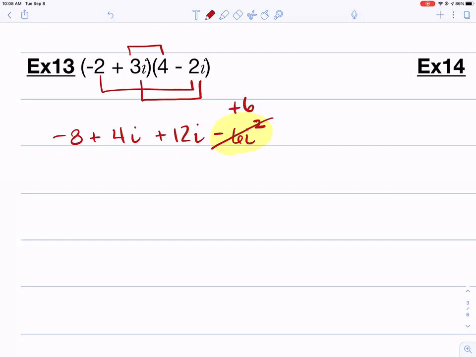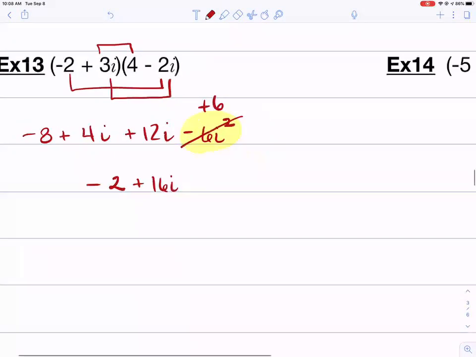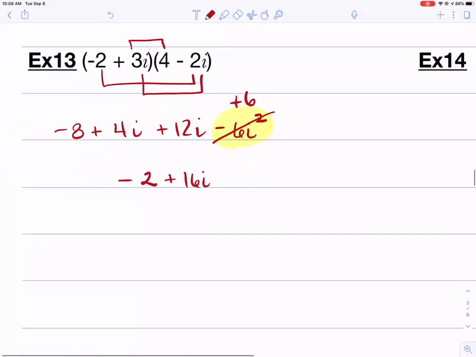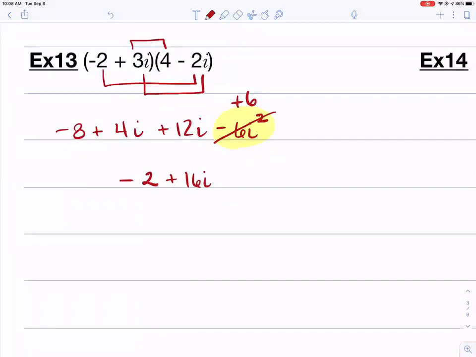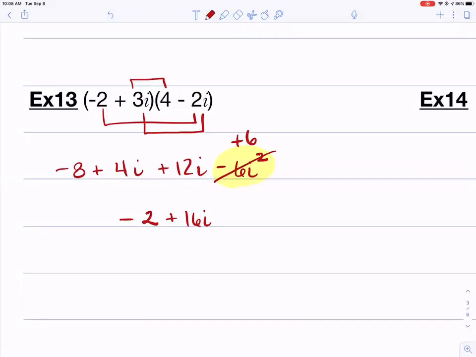What are my real pieces combined? Negative 2. Yep, and what's that going to give me? Negative 2. And what are my imaginary pieces combined? Plus 16i. Okay. What did we multiply exactly? So we did negative 2 times negative 2, which is a positive 4.